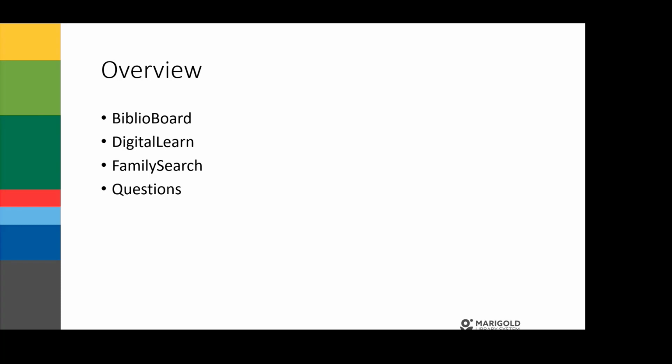Today we'll be taking a look at 3 new e-resources that Marigold has added over the past few months, including BiblioBoard, DigitalLearn, and FamilySearch. I'll provide a brief overview of each of these e-resources and then we'll take a closer look at each of them as well. I've also left some time at the end if you have questions about these e-resources or any other ones, we can talk about those as well.